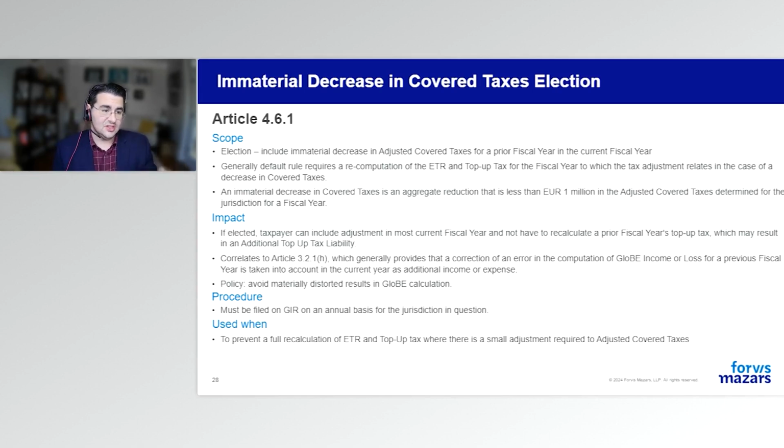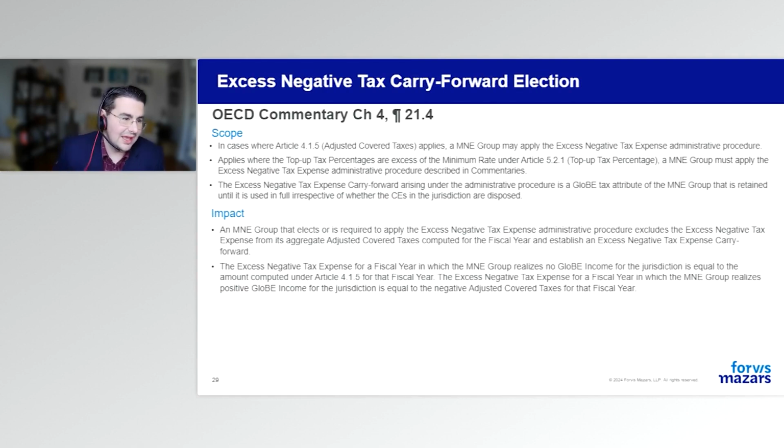So there's this election that says we'll allow you to just include an immaterial decrease in your adjusted covered taxes for that prior fiscal year in the current fiscal year if it's immaterial. Otherwise, you have to go back and rerun the calc and pick up the delta that was missed as an additional top-up tax liability. So going back to that chart in the beginning, that's the middle box there. You have to file it on a GIR on an annual basis, and you use this to prevent a full recalc of your ETR and top-up tax when it's really just a small amount. It provides simplification.